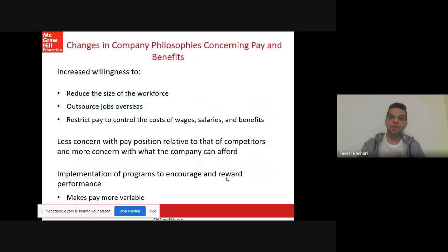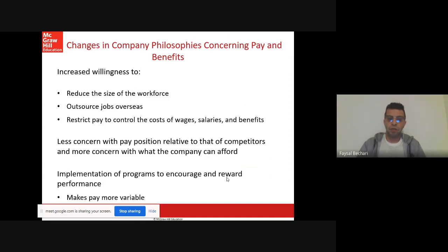Now, changes in company philosophies concern pay and benefits. We'll be talking about these changes that are happening. There is an increased willingness to reduce the size of the workforce. So they are cutting down on the workforce and using more machinery. We see that simple, low-level jobs are outsourced overseas, and there is strict pay control to control the cost of wages, salaries, and benefits.